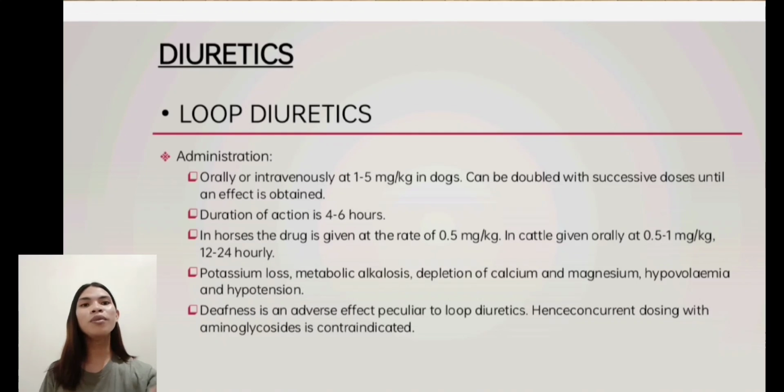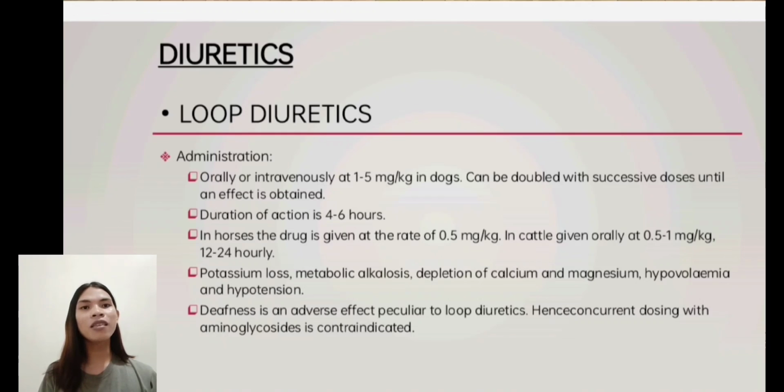Loop diuretics are useful in patients with salt and water overload due to acute pulmonary edema, chronic heart failure, and hepatic cirrhosis complicated by ascites, also nephrotic syndrome and others. Other clinical diseases include hypertension, especially if accompanied by renal impairment. Also for acute treatment of hypercalcemia.